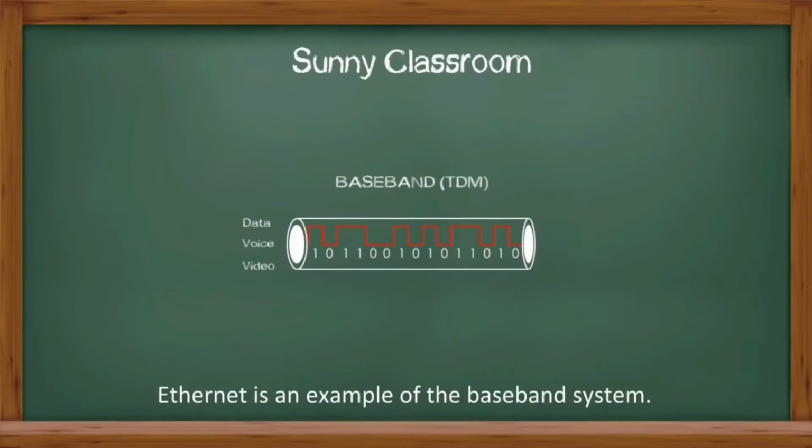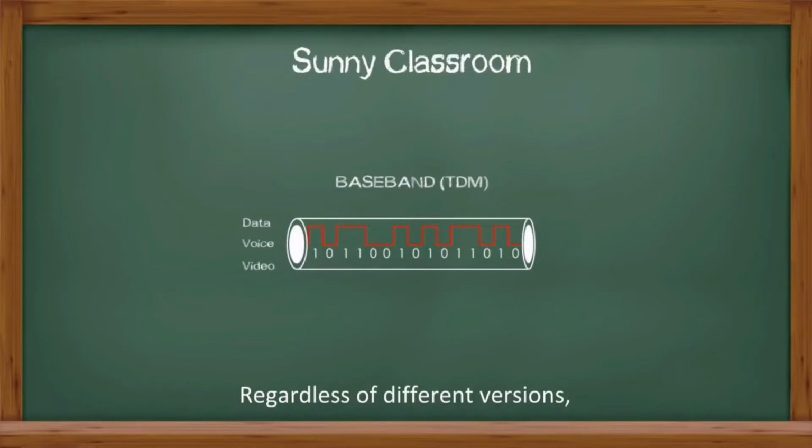Ethernet is an example of the baseband system. Regardless of their different versions, whether they are early Ethernet, fast Ethernet, or 10 gigabit Ethernet, they all contain the word base. They are baseband.